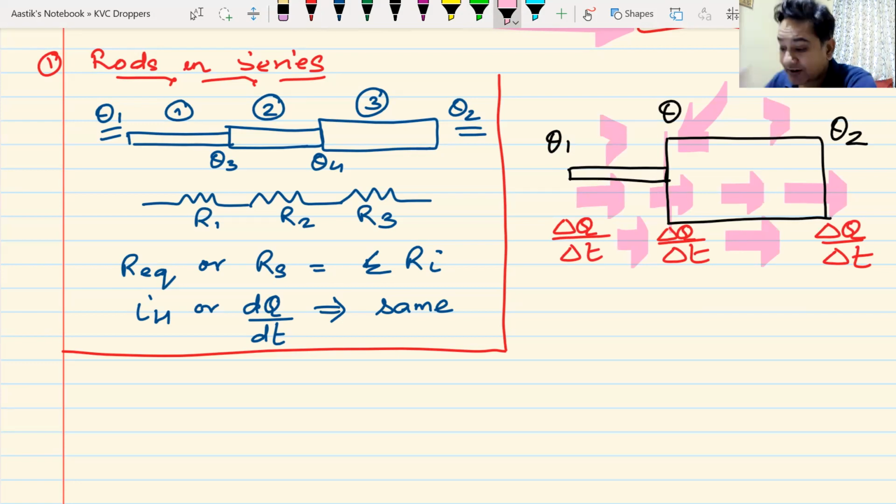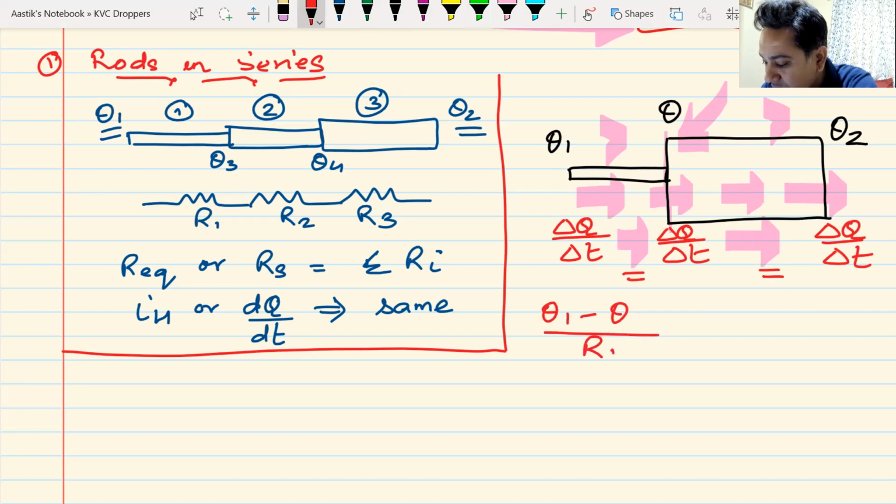So I can simply write the heat current is the same. The heat current in the first section is theta 1 minus theta divided by resistance R1. I hope you understand this. Can I have some raise hands? That will be equal to theta minus theta 2 divided by R2. Can I have some raise hand on this one?